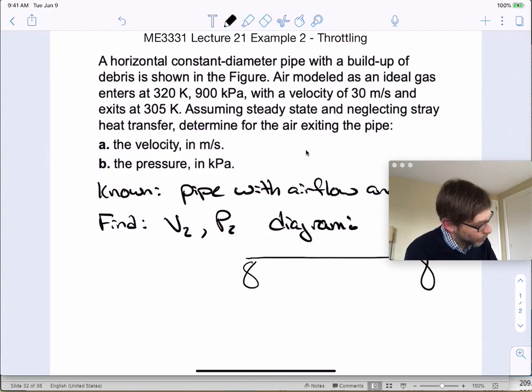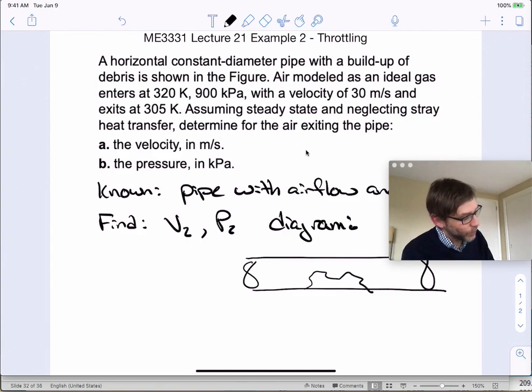Oops, got my line back here. And there's some stuff in here. Some junk. There's some junk inside the pipe. Debris. Okay. So now we have to have air coming in. Let's just undo that. Put my thing back there. So we have air coming in and air leaving.